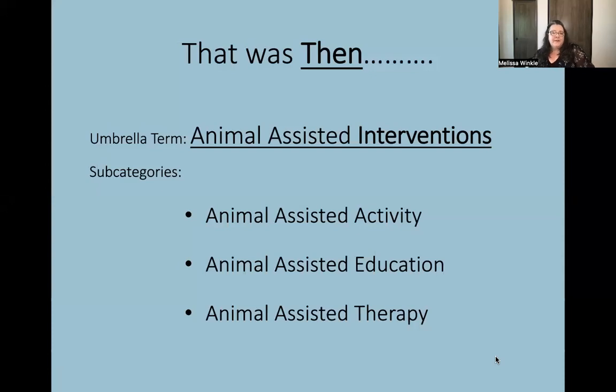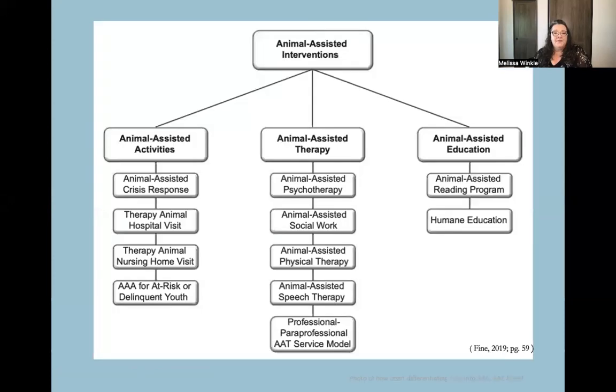So in recent times, animal-assisted interventions is a global term with subcategories of animal-assisted activity, animal-assisted education, and animal-assisted therapy. So you can see here animal-assisted activities may include things like animal-assisted crisis response, visits to hospitals and nursing homes, visitations to at-risk or delinquent youth programs.